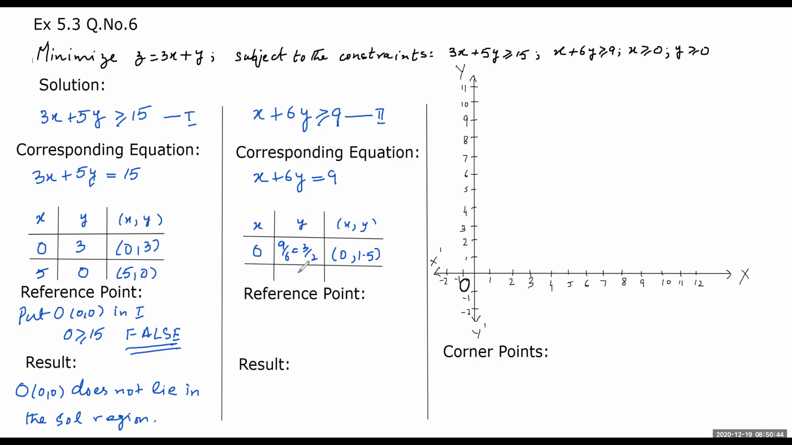Then for y equals 0, we get x equals 9. So the point is (9, 0). For a reference point, put the origin (0, 0) in inequality number 2. You get 0 is greater than or equal to 9, which is a false sentence. Means the origin does not satisfy the given inequality. So we will write that the origin does not lie in the solution region.